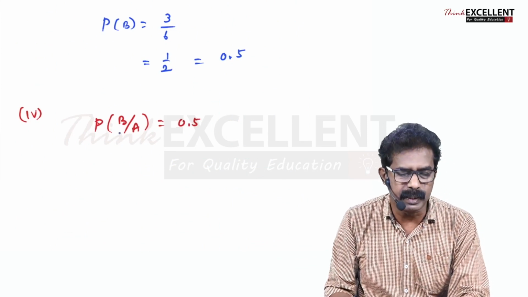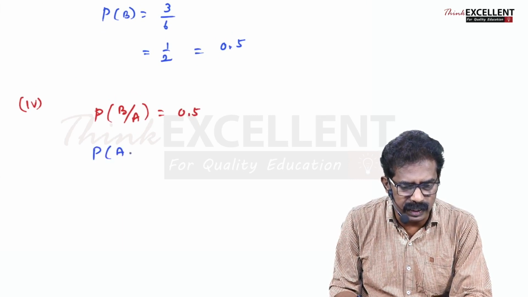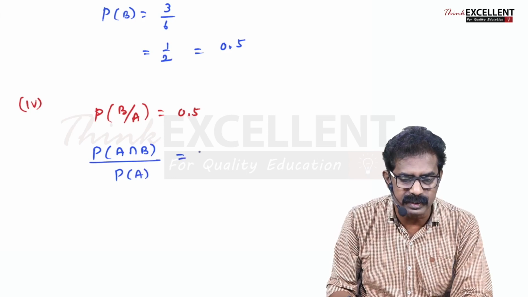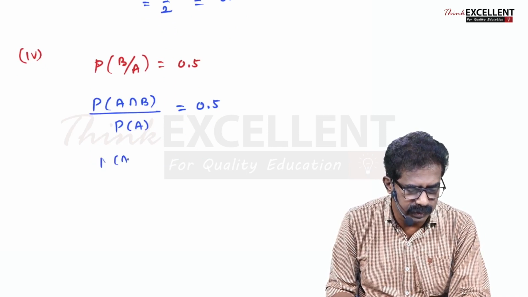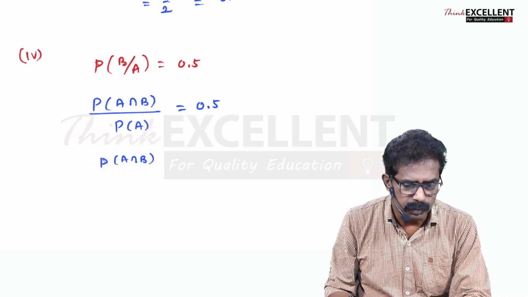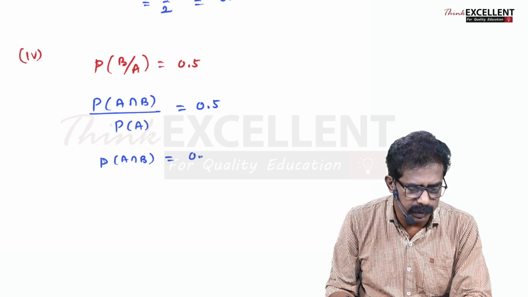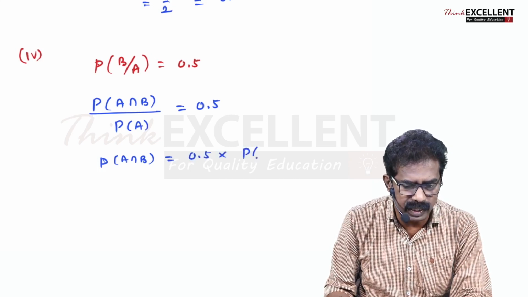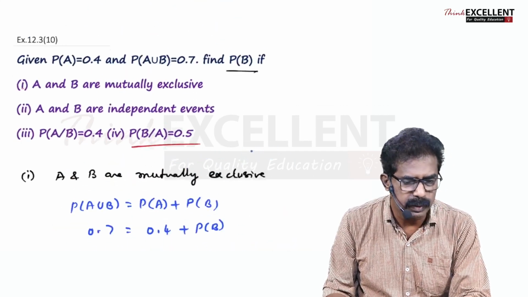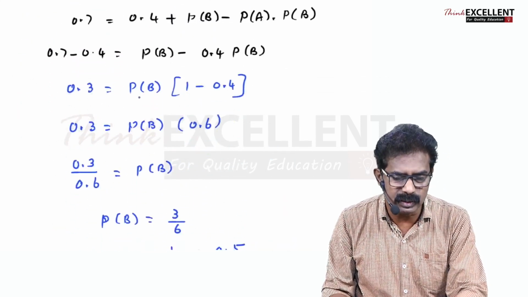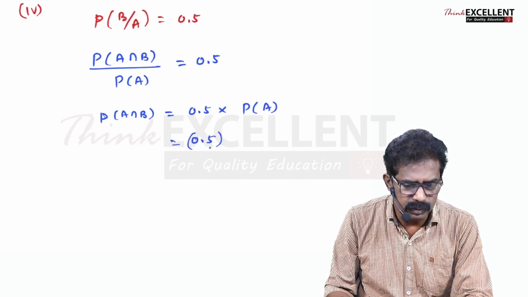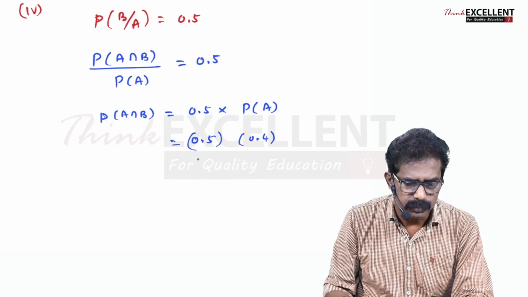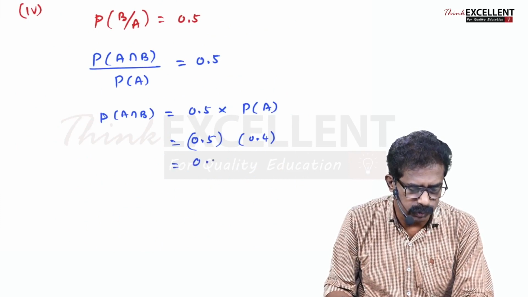You apply the formula P of B given A. What's the formula? P of A intersection B by the probability of the denominator, P of A, is 0.5. But now P of A you know, so P of A intersection B is equal to 0.5 into P of A. What is P of A in this case? 0.4. So just substitute 0.5 into 0.4, so you are getting 0.2, right?